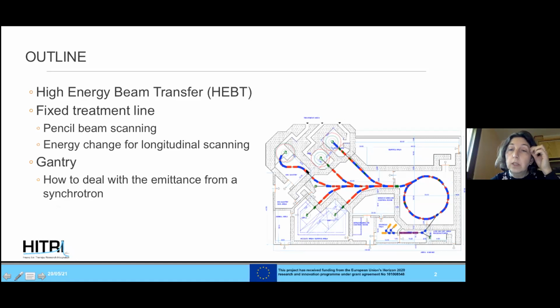And this is a representation of a superconducting entry that we plan to have. And on this other side, the CIST 4C, some experimental rooms. So this is the implementation of a facility, but all of them look very similar. First we have this high energy beam transfer. Then we have the part close to the patient. We call it a treatment line. It can be fixed or it can be rotating, so a gantry.